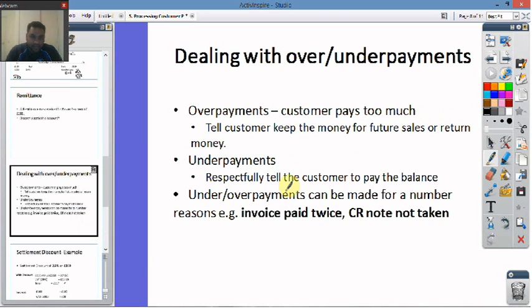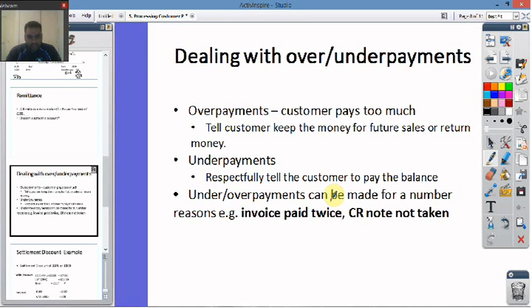Now say if we received 256, well, that's an overpayment. You could tell the customer to keep the money for the future or return the money. Obviously with £1, you'd rather tell him to keep it. You're not going to want him to return £1, especially if he's going to be trading with you in the future. Well, obviously if he's not going to be trading with you in the future, then you'd want it back, even if it's £1.